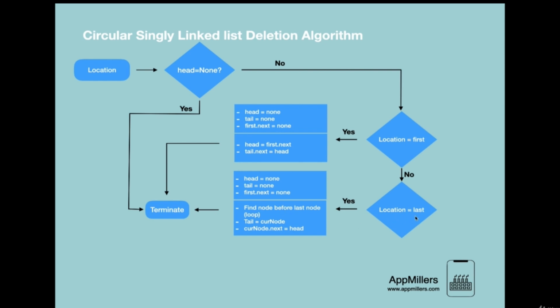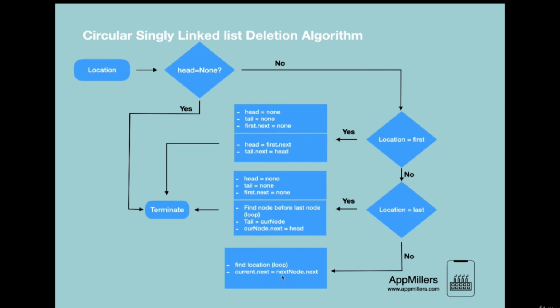Now, if the location is not equal to last, then we are deleting an element from the middle of the circular single linked list. In this case, we need to loop through the circular single linked list until we reach the node that is before the node that we want to delete. In this case, this becomes our current node. So we need to just change the current node's next reference to the node that is after the node that we want to delete. So in this case, the next node's next reference is the node that is after the node that we want to delete.